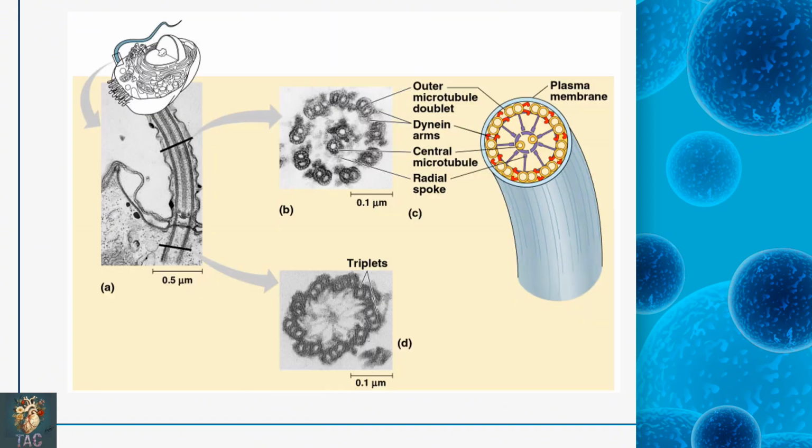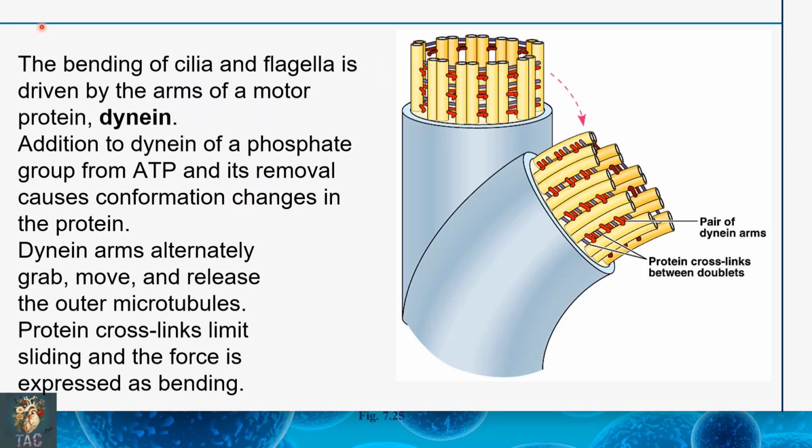So here you can see this is the cross section of the cilia. This one is the outer microtubule doublet. These are the 2 inner microtubules which are present. These are the smaller dynein arms, and these are the radial spokes which are attaching the inner doublets to the outer microtubule doublets. So bending of the cilia and the flagella is driven by the arms of the motor protein, that is the dynein arms.